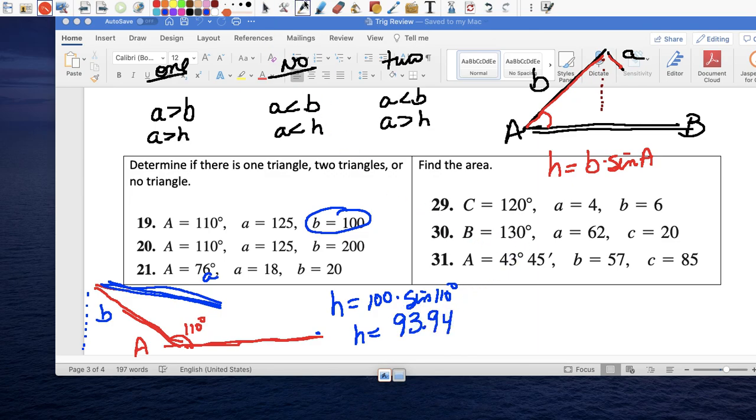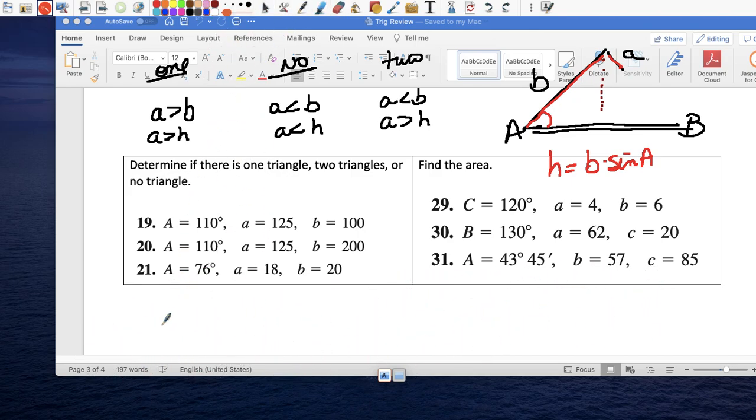So let's look at the conditions. Is A, for number 19, is A greater than B? Yes. A is greater than B. Check. And is A greater than the height? 93.94. And A is greater than the height, 93.94. So if both of those conditions are met, then we have one triangle. So for 19, it's one triangle. Okay.